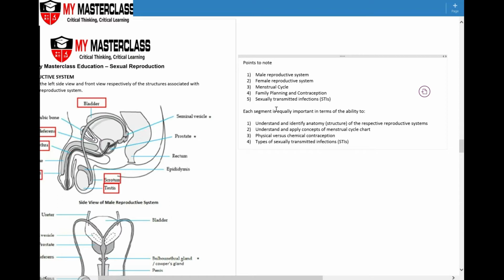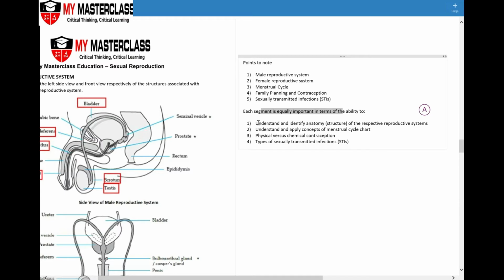Now, I understand that in previous chapters there was a short summary at the end of each video lecture. Now, for this topic itself, each segment is equally important. So therefore, there will be no summary at the end of the lecture itself. Okay, the reasons as to why are stated in the 4 parts here.